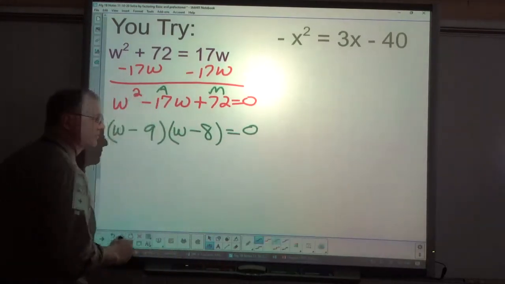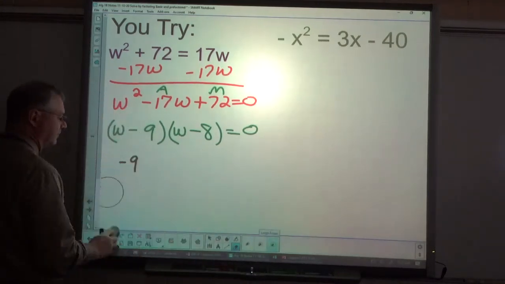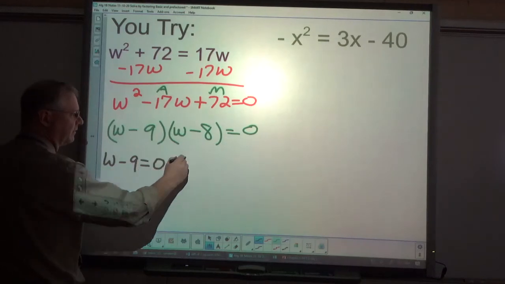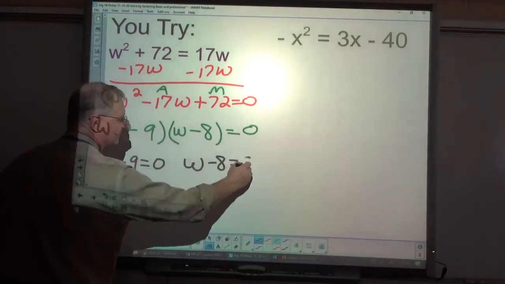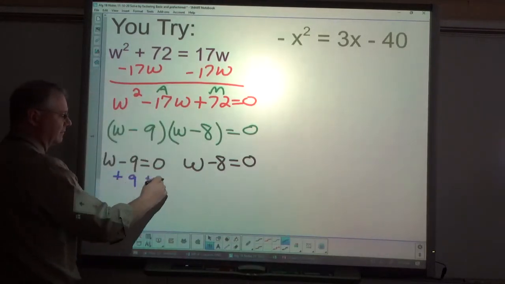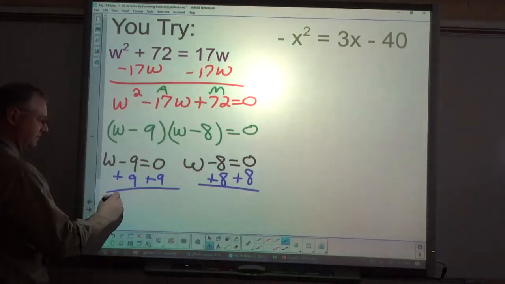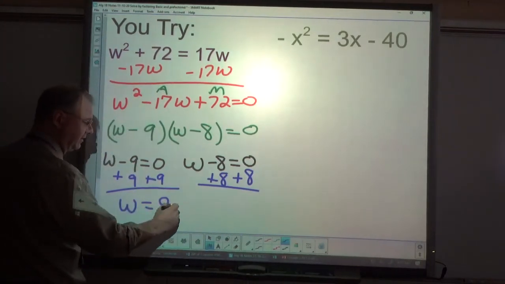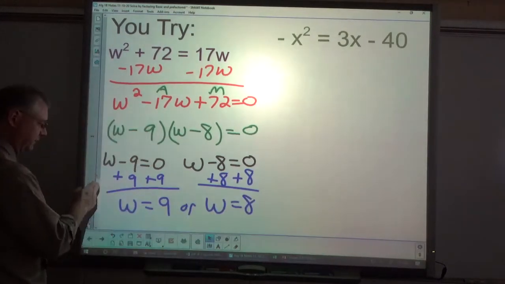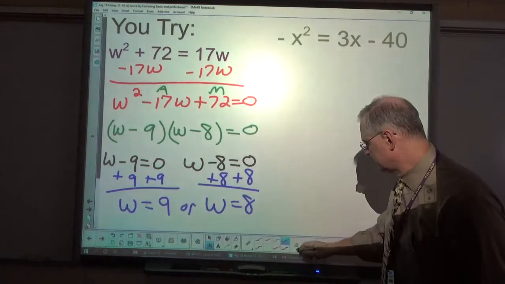So I'm going to set them equal to 0, not x, w. Very easy to get into the habit of writing x all the time for your variable. W minus 9 equals 0, w minus 8 equals 0, and now I'll solve that by adding 9, adding 8, w equals 9, or w equals 8.